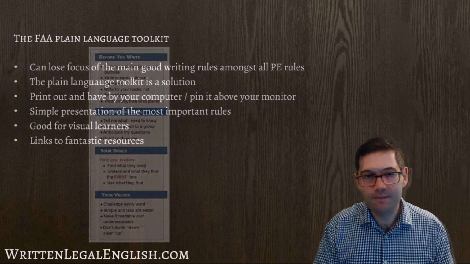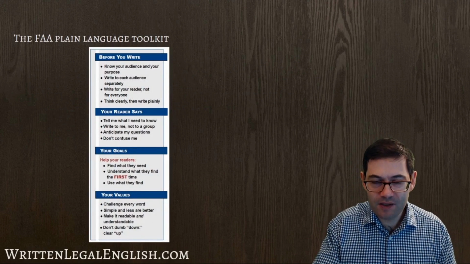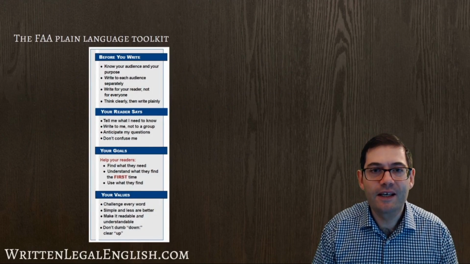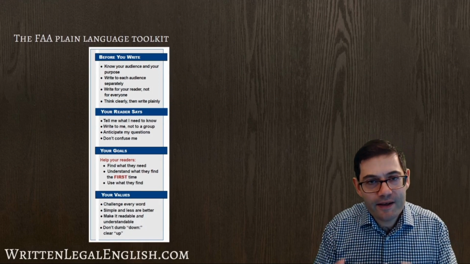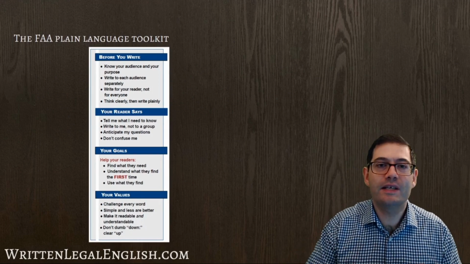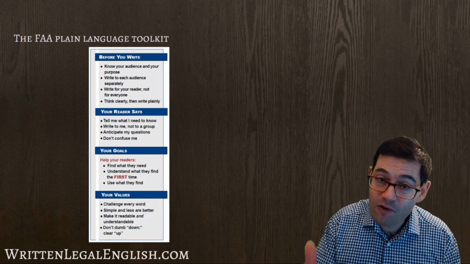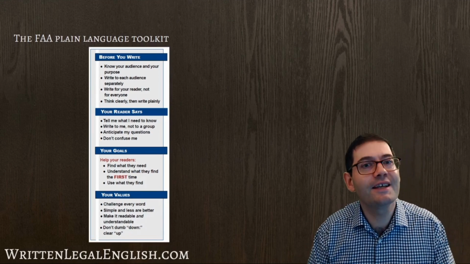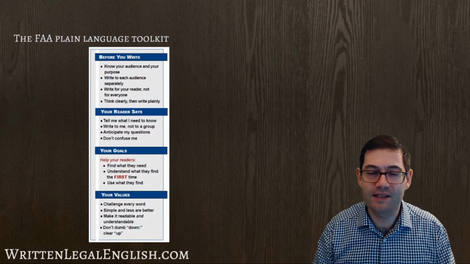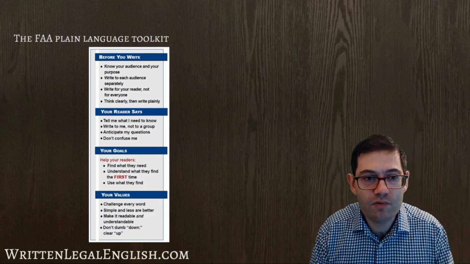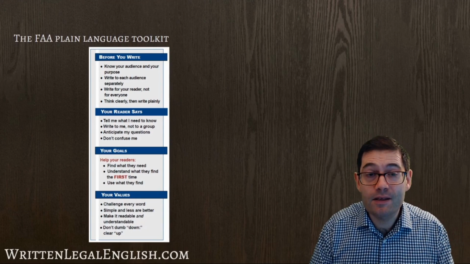So let's go into a little bit more detail and analyze the rules which are presented on the toolkit. So in this section, which is part of the second page of the toolkit, it reminds you why you are writing. And it's always good to be reminded why you are writing, because if you are reminded why you are writing, your writing is already a lot better. So it's got some questions before you write. Know your audience and your purpose.